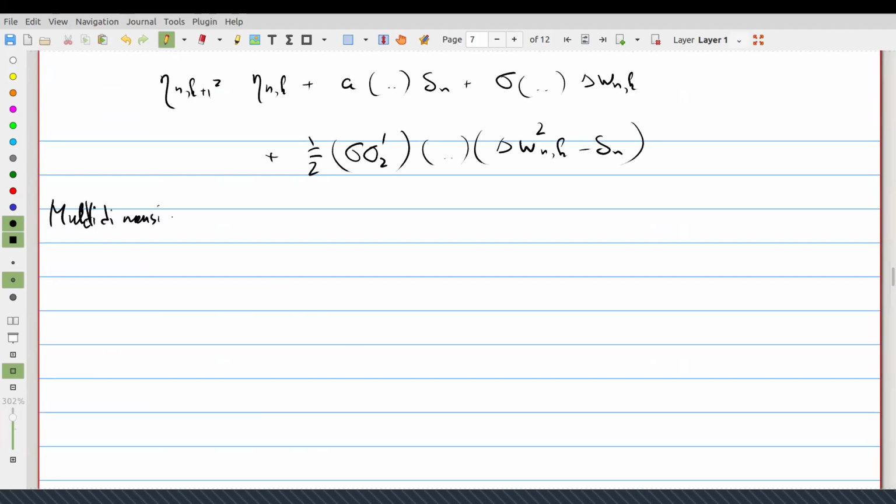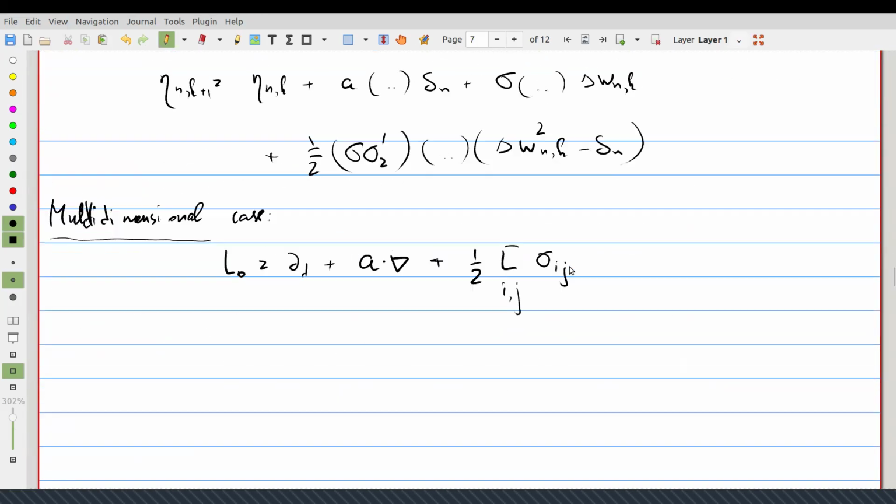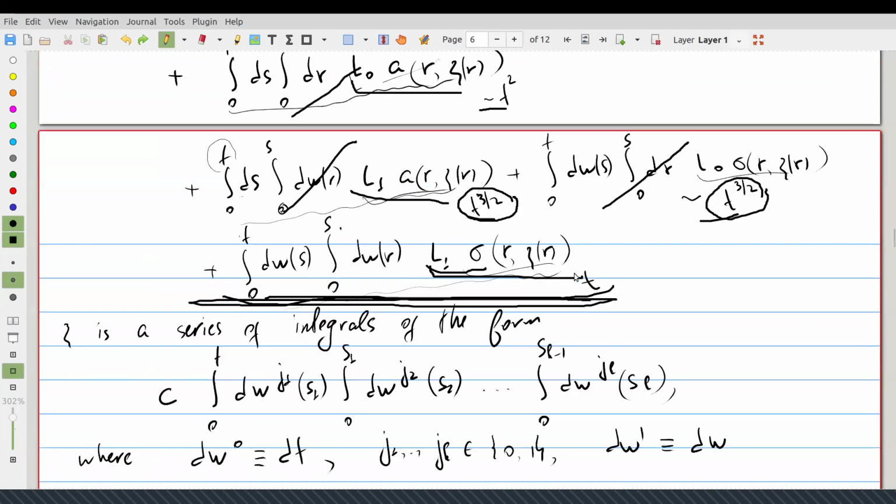Multi-dimensional case. You will need to define a new L0, which is going to be dt plus a times nabla plus 1/2 sigma g sigma g. Here we have a square, so now we will have... I do not even want to write it down, to be honest. It's a bit pretty. So in the multi-dimensional case, let's do it simpler.